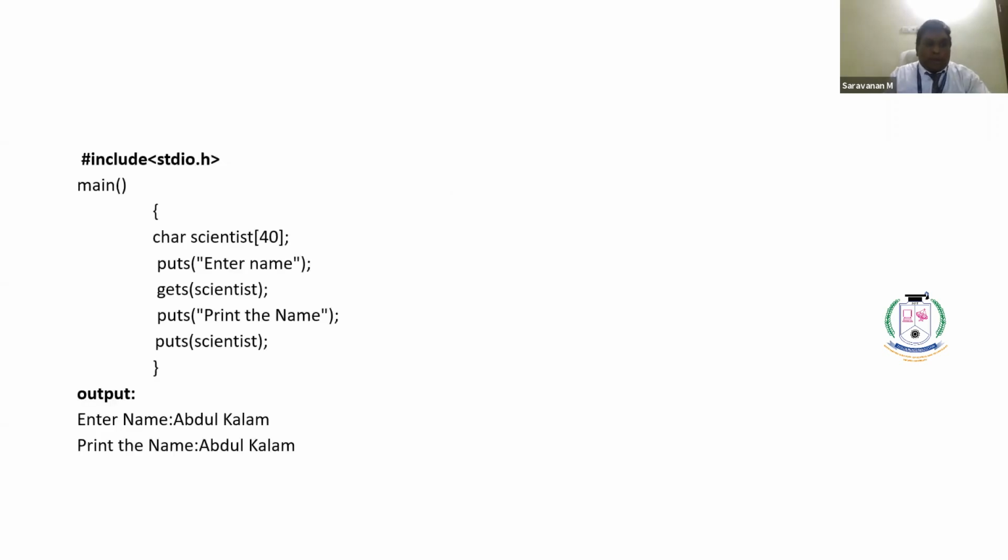So this is the simple program where I've taken, here you see, character scientist 40, where I'm declaring an array of characters, which means it is a string. puts enter the name, I've given that, and it is going to print it here. Remember, printf is going to print here, and likewise puts enter the name, gets scientist, puts print the name, puts scientist. So I'm going to run it. The first thing, it is going to run this puts statement. I'm going to type something, because gets scientist takes it and again displays what is there in the particular variable.